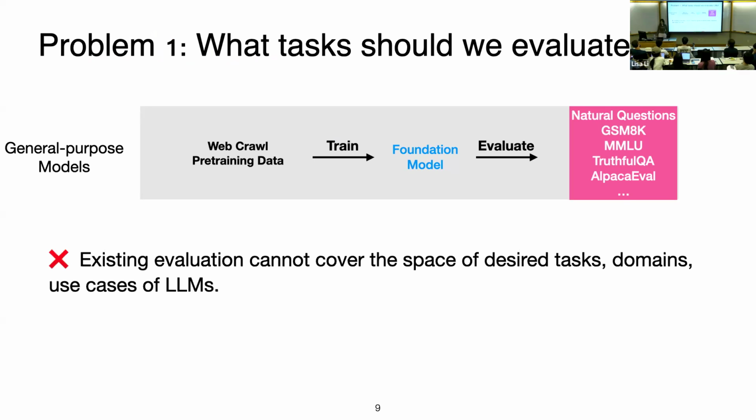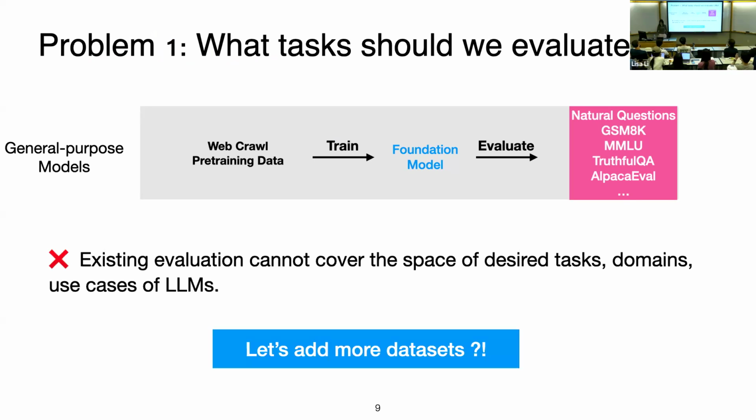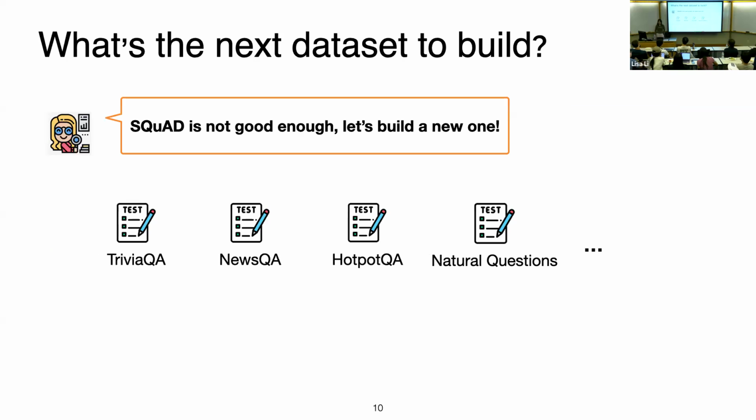However, the existing datasets cannot really cover the vast space of potential use cases or desired domains that you actually want to apply these models. So a natural proposal is maybe let's just add more datasets. We know that building a dataset is very costly, and running all the popular models on the newly built dataset can also be pretty expensive. So we want to carefully consider the problem of what is the next dataset that's actually worth building, that can add the most information to our existing set.